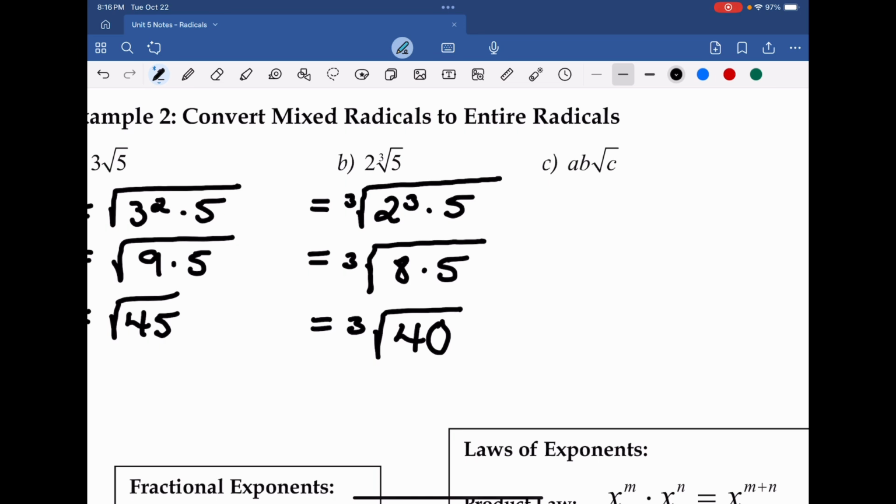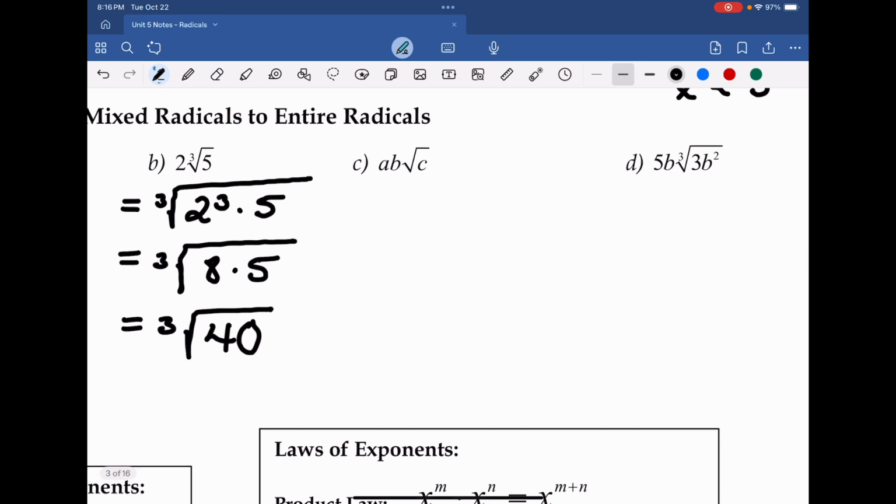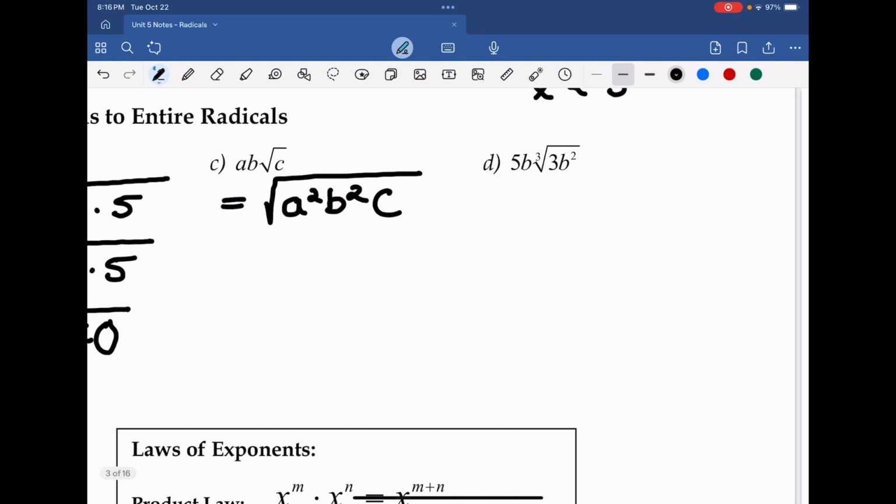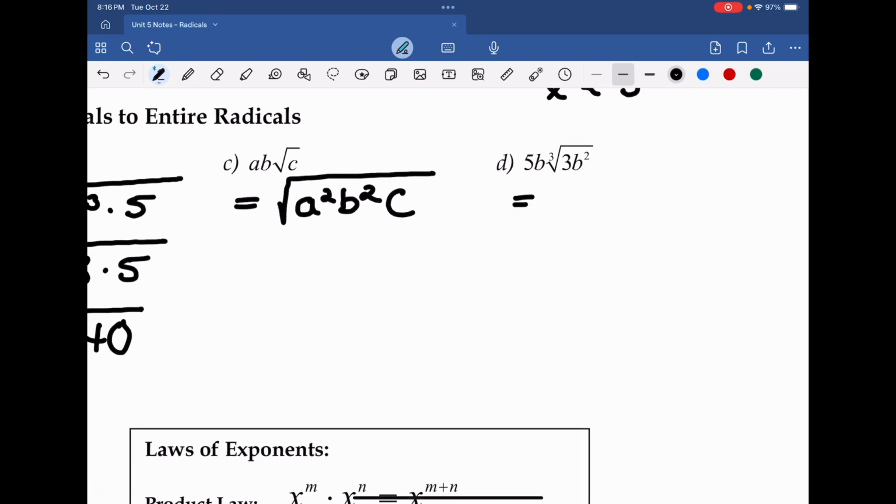Perfect. Okay, so we see the pattern that if we bring a number back underneath the radical, we raise it to the power of whatever the index is. Let's do the same thing for this one. So if I want to bring everything underneath the square root, I have to raise the a to a 2, I have to raise the b to a 2, and then set it multiplied to the c that was already existing there.